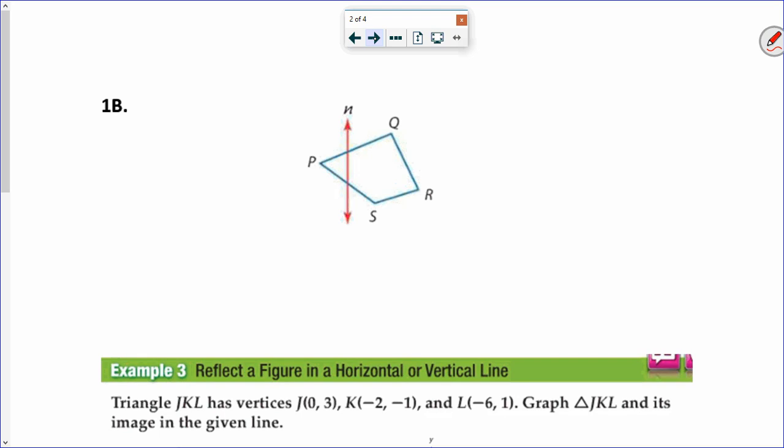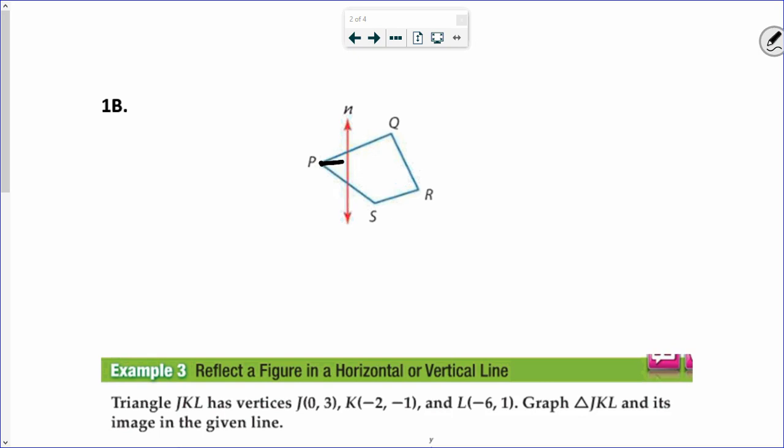In this example, you would reflect polygon PQRS across the line n, and you can go ahead and do this example on your own. I'm not going to use the ruler here. I'm just going to guesstimate. So after you've done this one on your own, you come back and your figure should look something like this.